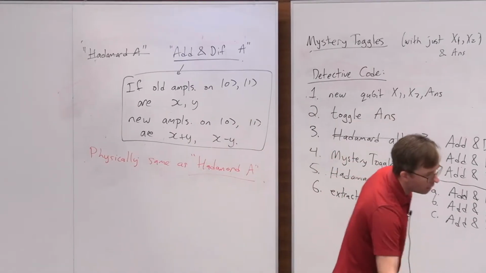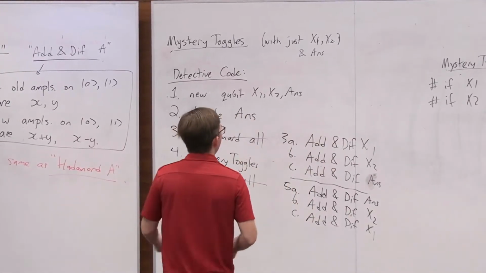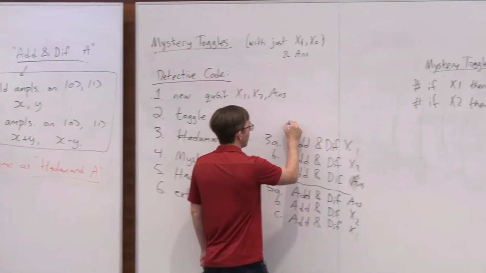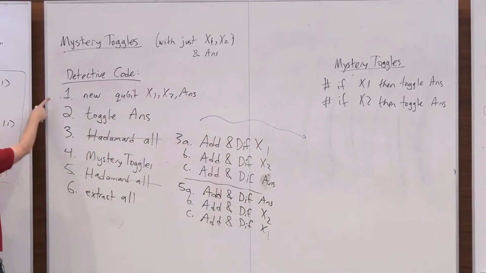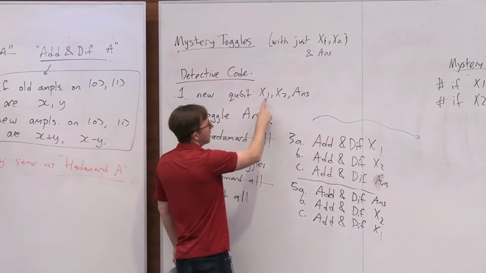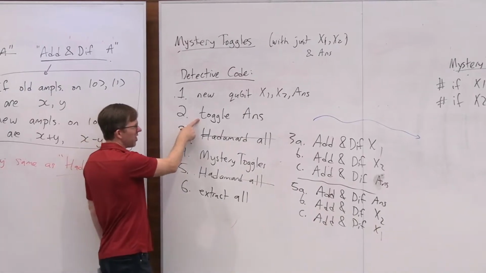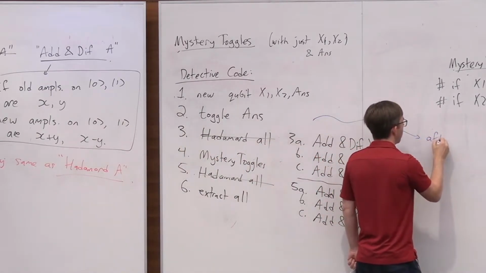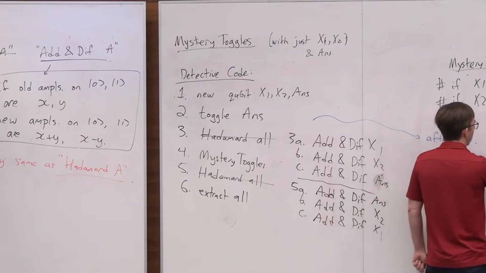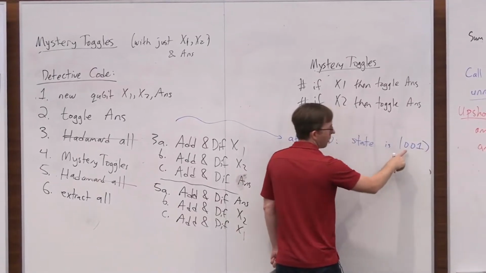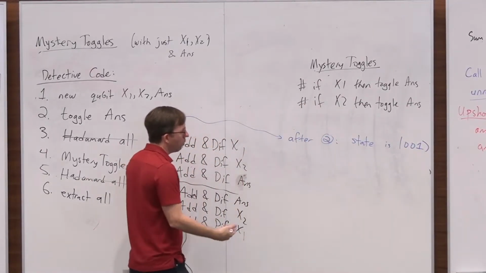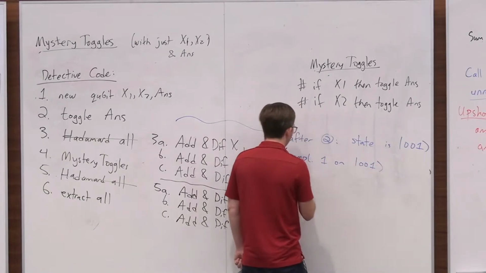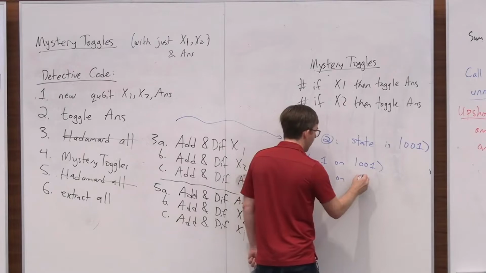Okay, so let's get started. You'll see right away we're going to need a good system to keep track of things. When we do the new qubits, we'll just be in the basic state 0, 0, 0. The first thing we do is toggle ants, so then we're in the basic state 0, 0, 1. After line 2, everything is pretty easy: the state is literally 0, 0, 1. I'm always going to write them in the order x1, x2, then ants. Or more fully, you would say amplitude 1 on 0, 0, 1, and amplitude 0 on the 7 other basic states.